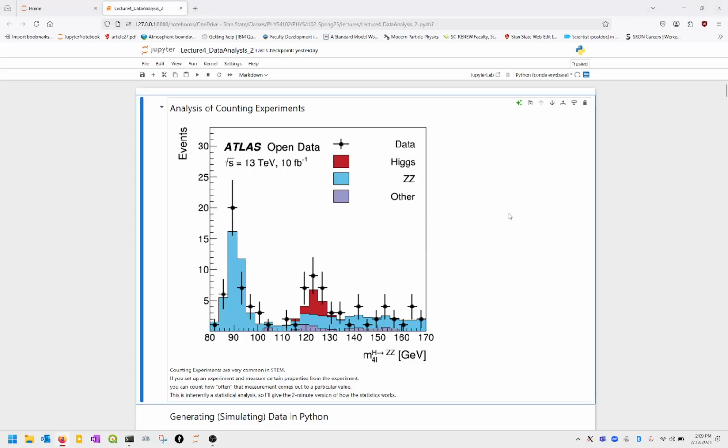Okay, so today, as I mentioned, we're going to work on counting experiments. This is another way that data will come out, because a lot of science ends up figuring out whether or not something exists. So, like, whether or not.